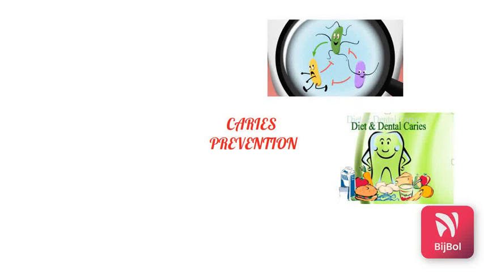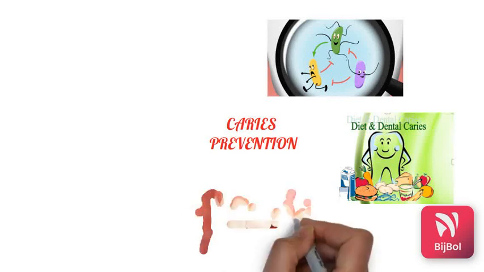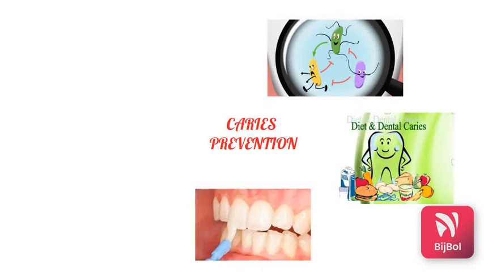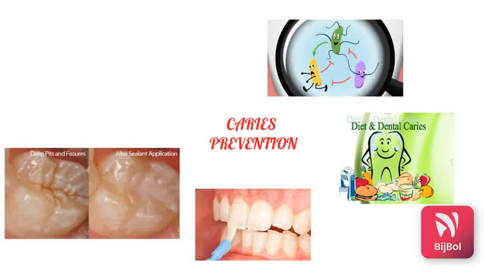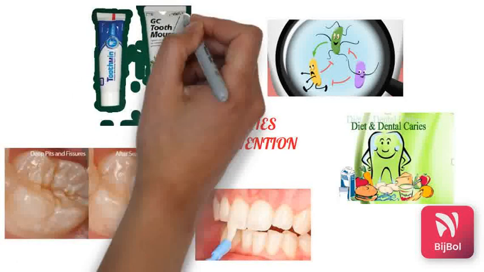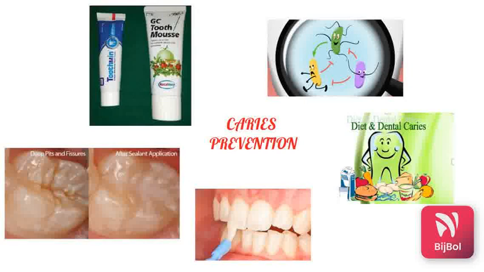Next, we'll see that the application of topical fluorides also prevents the caries. And the application of pit and fissure sealants will also help to prevent the caries. Others, such as remineralizing agents like GC Tooth Mousse, will help in preventing caries.